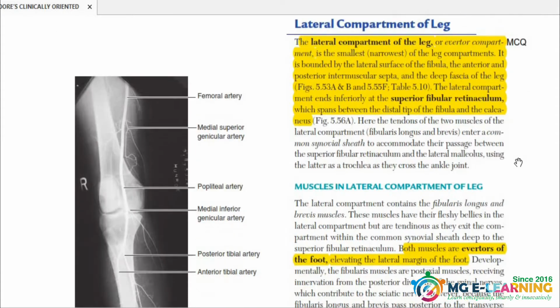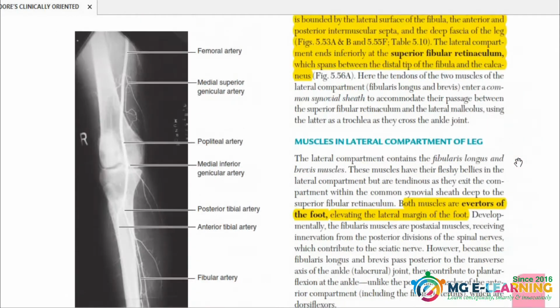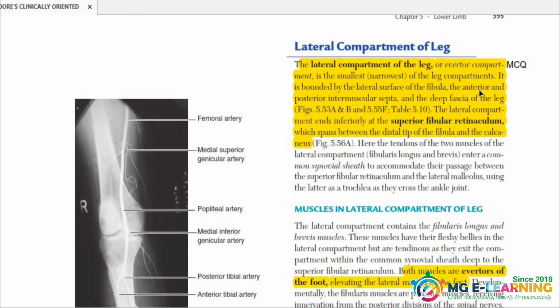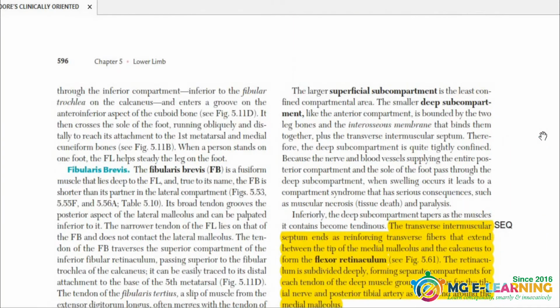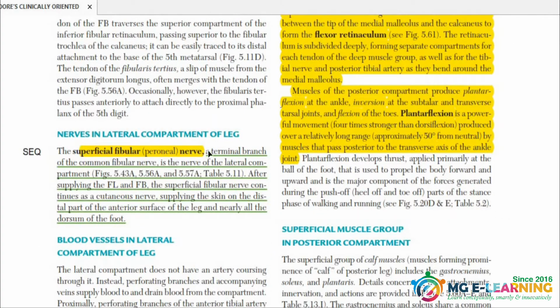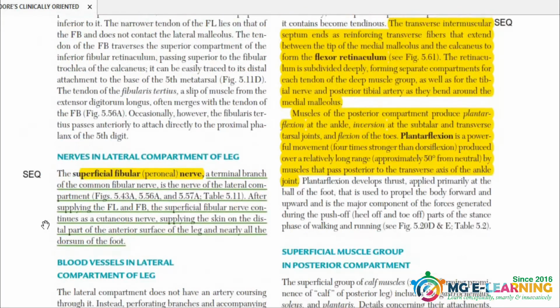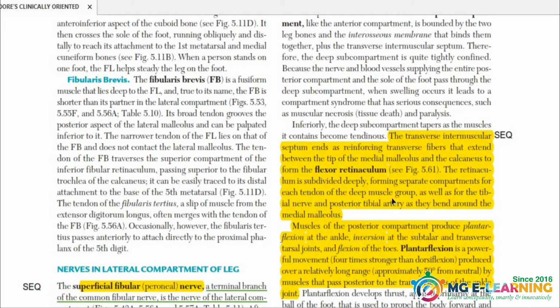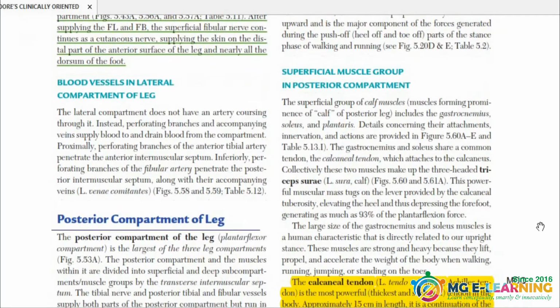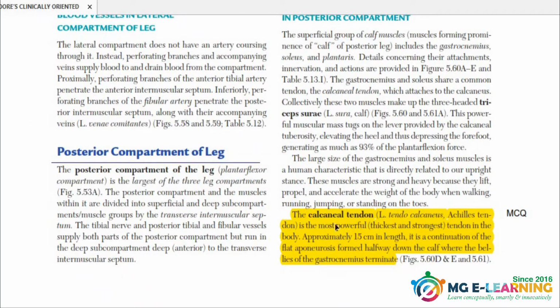Then we move on to the lateral compartment of leg, and you have to know about the muscles and the function of lateral compartment of leg, that are the evertors. And here is the superficial fibular nerve. It is important for SCQ point of view. Then we move on to the posterior compartment of leg, flexor retinaculum. It is important for SCQ and MCQ point of view. Now you have to know about calcaneal tendon. It is important for MCQ and SCQ point of view.